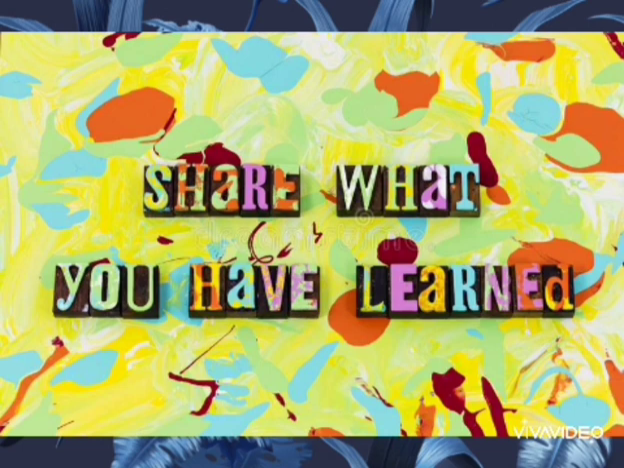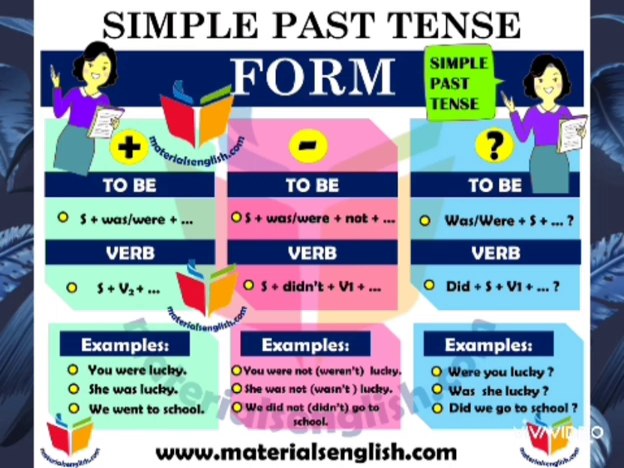Okay, students, you need to watch the video very carefully so that you can understand everything in detail. Just have a look at what we have learned. We have learned the sentence structure, subject plus was or were plus rest of the sentence, or subject plus V2. You were lucky. She was lucky. We went to school. In the third sentence, we went to school, subject plus V2, as it is simple past.